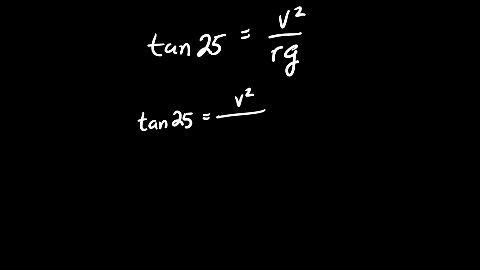Well, wait, we can't use 20. We'll use 0.2, right? 20 centimeters, but we have to put it in meters because g is in meters, right? G is in meters per second squared. So I have to make sure all the units line up. So I'm going to change that 20 to a 0.2. All okay? Sine 25 g.